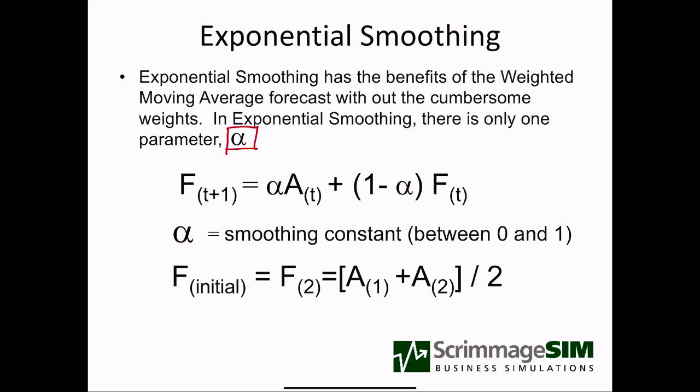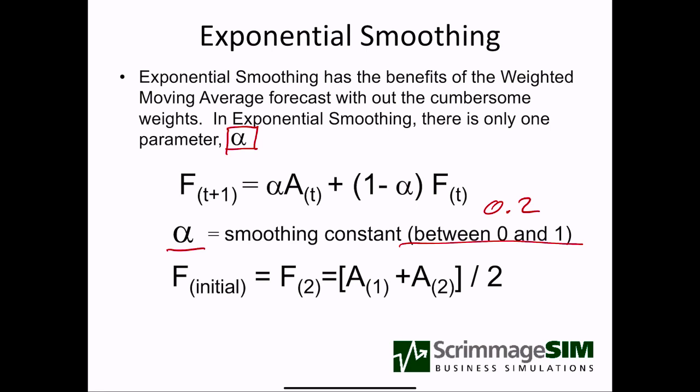This alpha adjusts how responsive the method is. So when alpha is large, it's a more responsive forecast. When alpha is small, it's less responsive. It's slower to respond to shifts or changes in the data. The alpha value ranges between 0 and 1, and typically a useful value is in the 0.2 range.